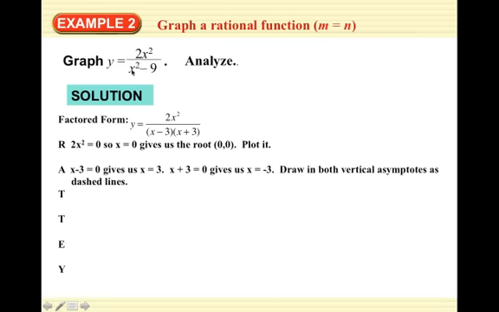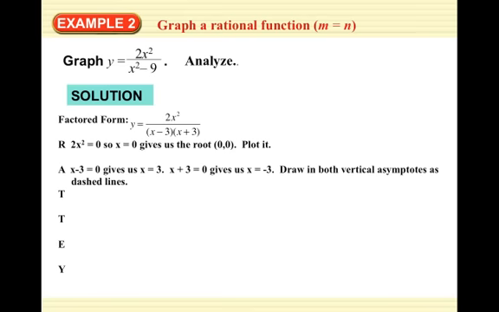Now, we want to take each factor in our denominator and set them equal to 0. So x minus 3 gives us x equals 3. x plus 3 equals 0 gives us x equals negative 3. So you're going to draw in both vertical asymptotes as dashed lines, one at x equals negative 3, one at x equals positive 3.